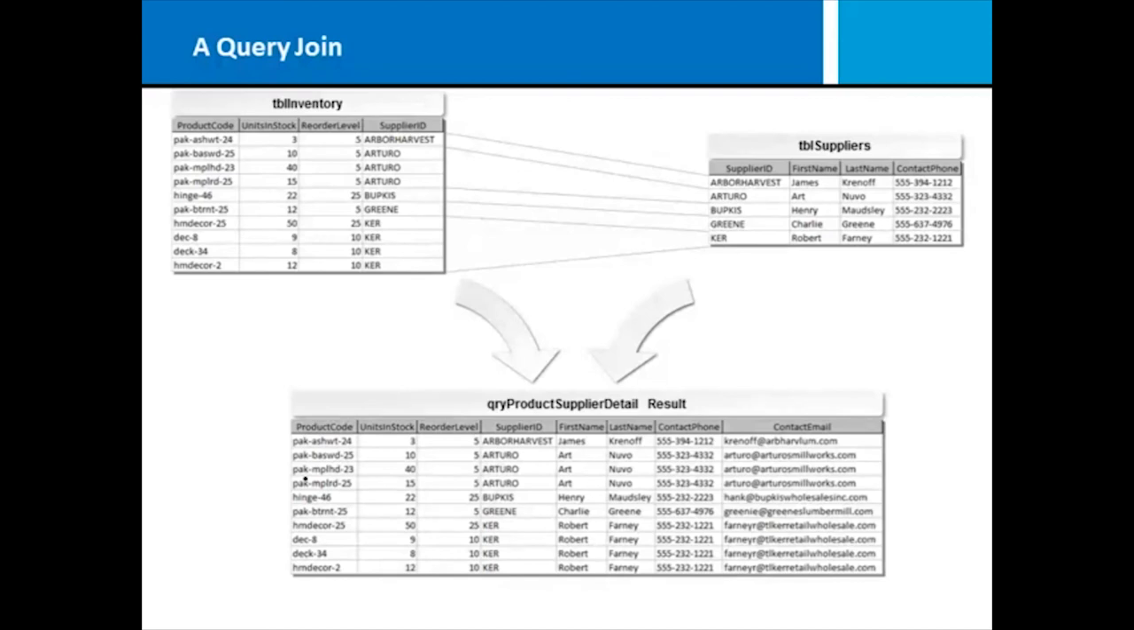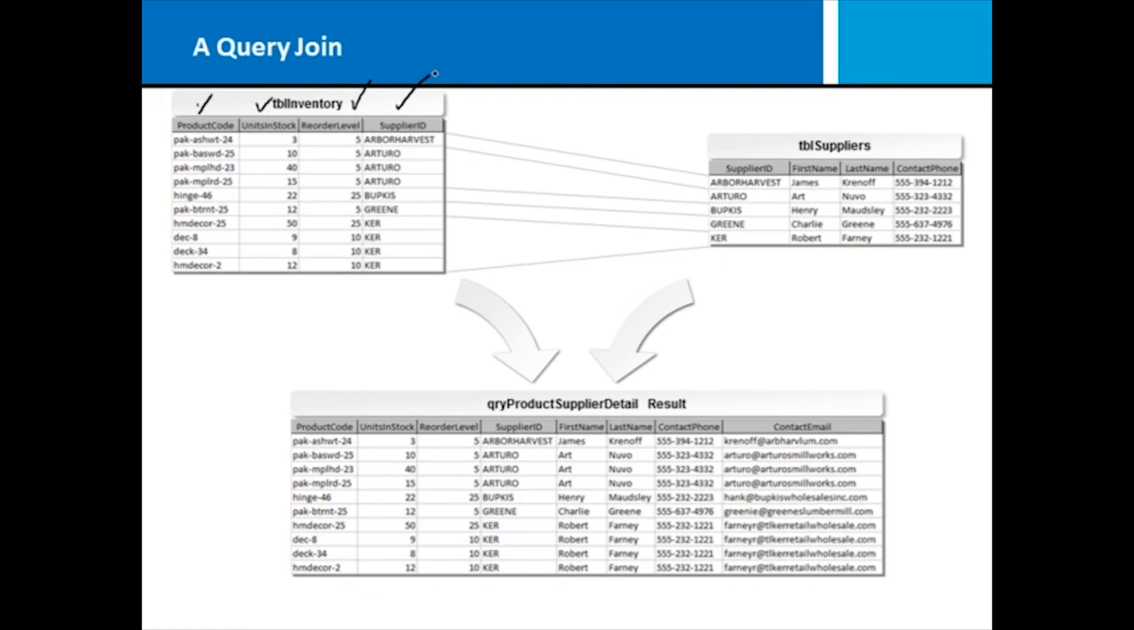So if you're creating a join for the purpose of a query, we have, let's say in this example, two tables. Now in the tables here, we have an inventory table. So we have the product code, we have how many units are in stock, we have a reorder level. So eventually I'm going to say, if I have less than the reorder level, it is time to reorder and bring the inventory back up. And we have the supplier ID that we would order that part from.